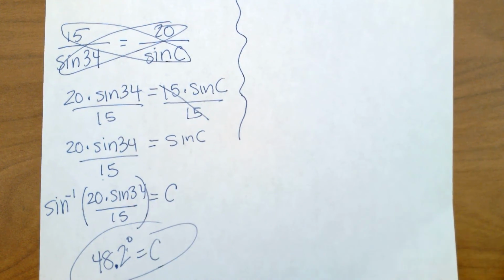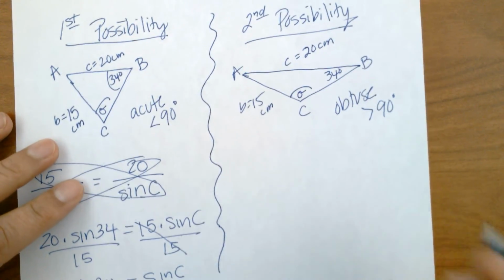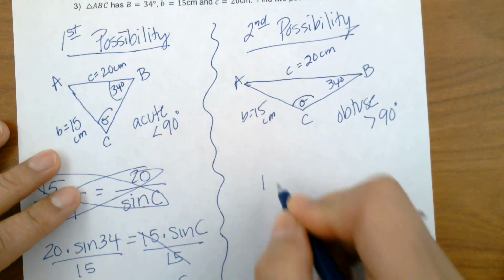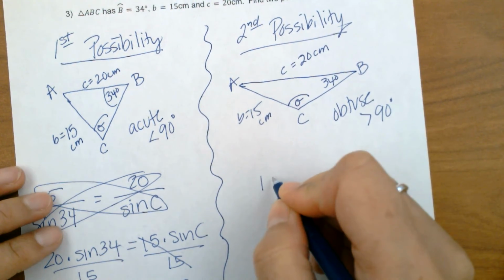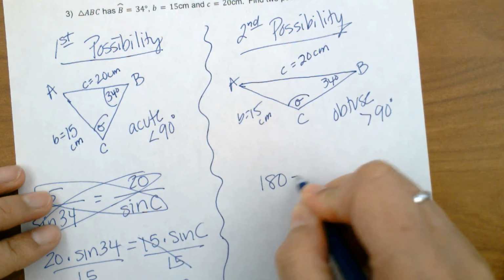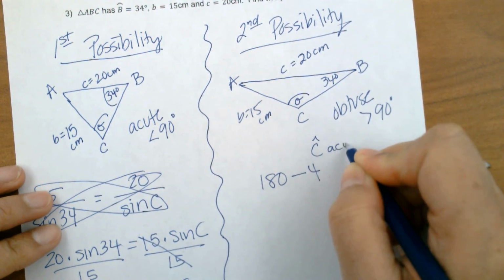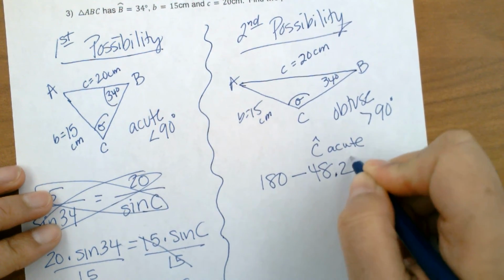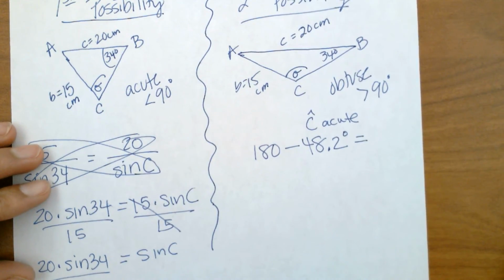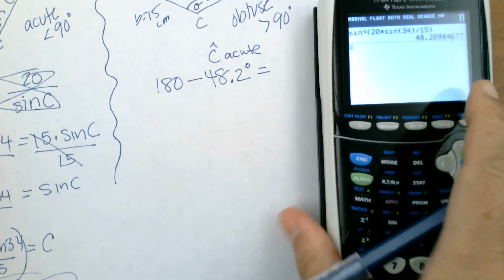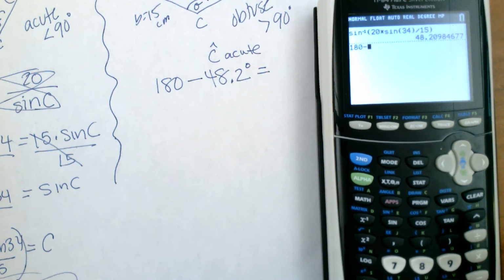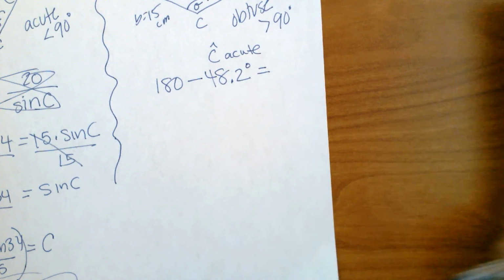Boom. All right, how about my second? Well, here's the beauty of this. All we need to do is take 180 and subtract that acute angle C, 48.2 degrees, and we're going to get the other angle, everybody. Honestly, that's all you do. So we're just going to do 180 minus 48.2, and I get 131.8.